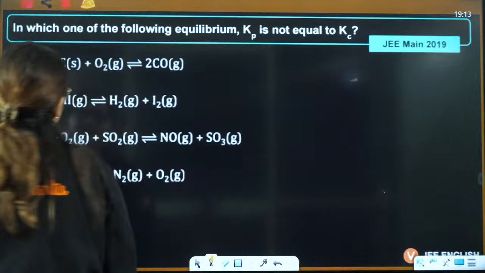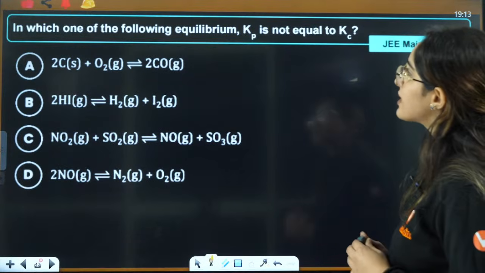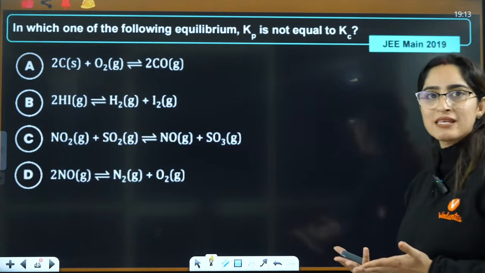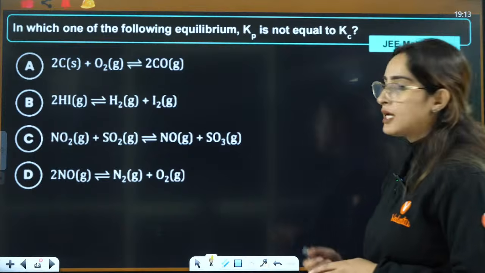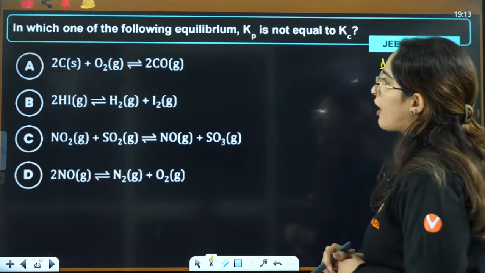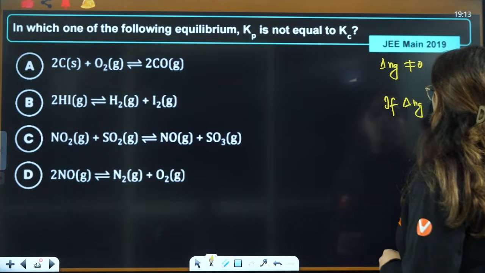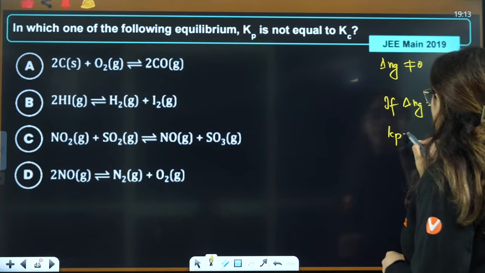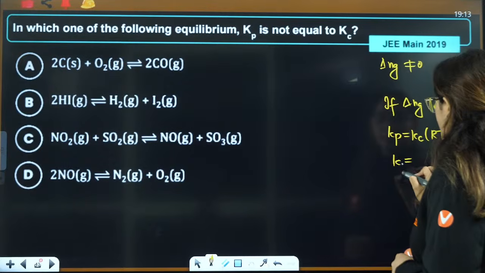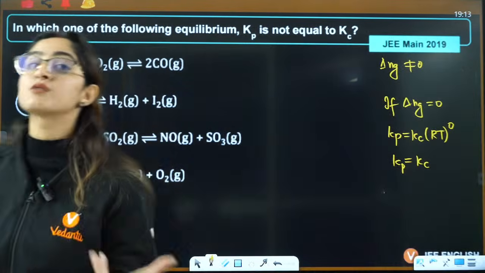Right, everybody? Next is a 2019 question: in which one of the following equilibria is Kp not equal to Kc? That means where delta Ng is not equal to 0. If delta Ng is 0, then Kp is equal to Kc RT raised to power 0, that means Kp will be equal to Kc. So we have to see where delta Ng is not equal to 0.